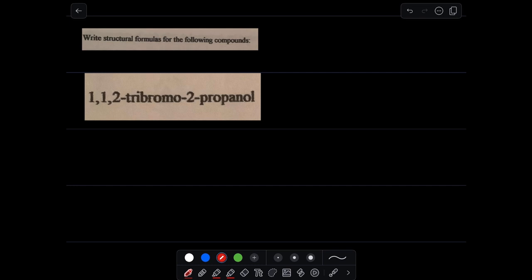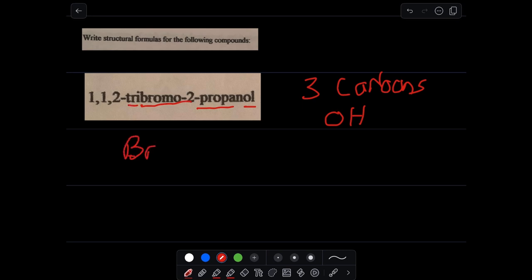So we see that we have a prop, so we know that's going to be 3 carbons. We see an OL, so that means we're going to have an OH group, which means it's an alcohol. Now we have tribromo, so that means we're going to have these bromo groups 3 times. So we're going to have 3 of these on our 3 carbon compound.